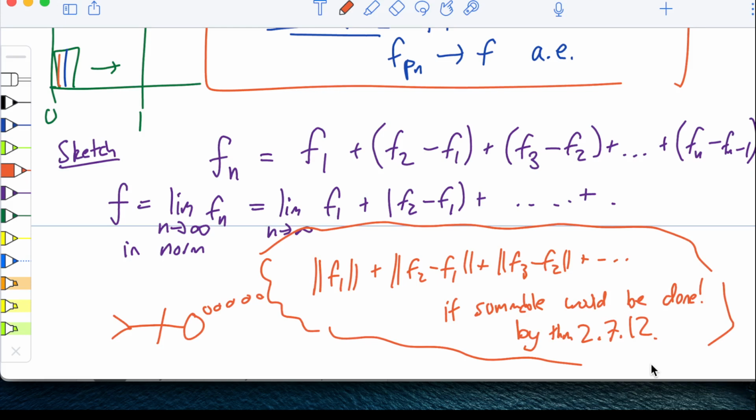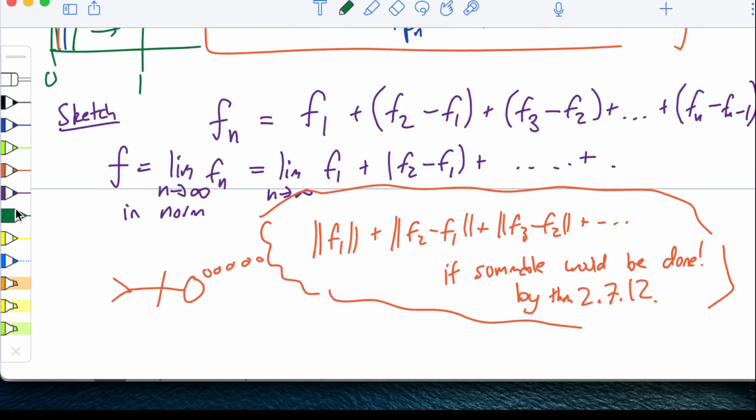But here's the thing you can do. When you're doing a telescoping sum, nobody says you have to do f_2 minus f_1 directly. You could do f_100 minus f_1, and then f_1000 minus f_100, f_10,000 minus f_1000, and we did this before. So the idea is, let's thin this down.